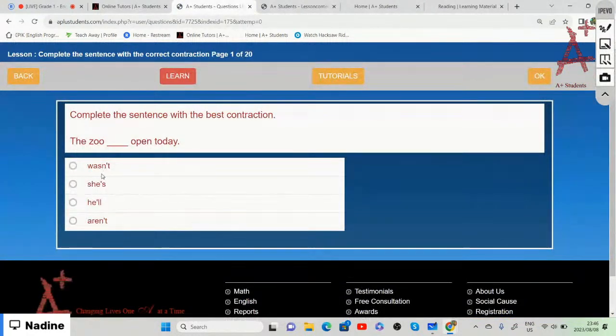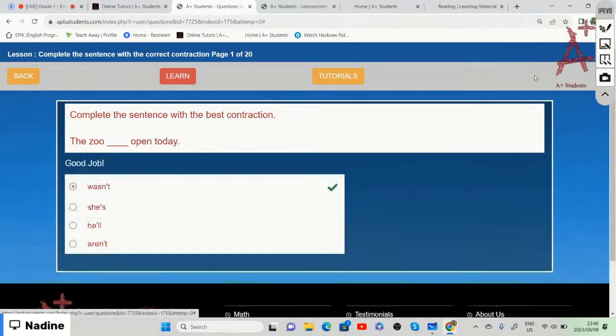All right, so we're going to complete the sentence with the best contractions. Is it the zoo wasn't open today? Or the zoo she's open today? He'll open today? Aren't open today? So the zoo, do we say wasn't open today, she's open today, he'll open today, or the zoo aren't open today? We can say that the zoo wasn't open today. It was not open today.